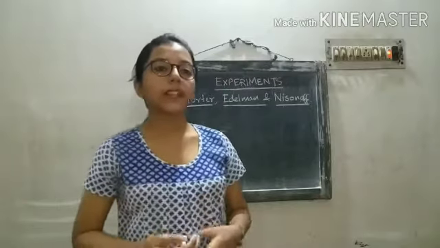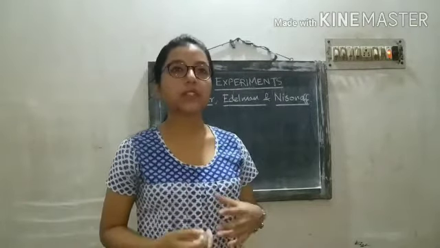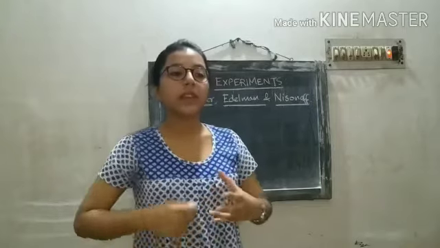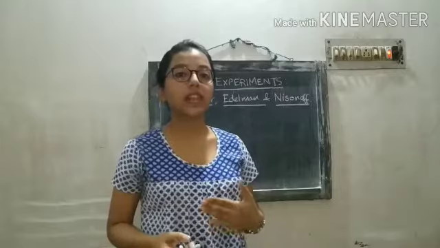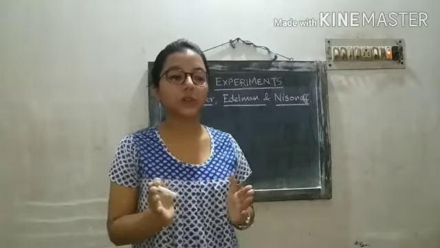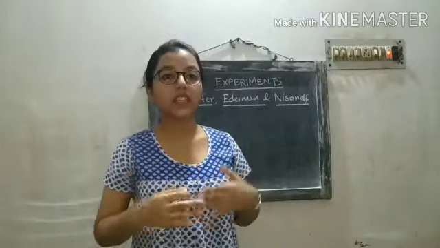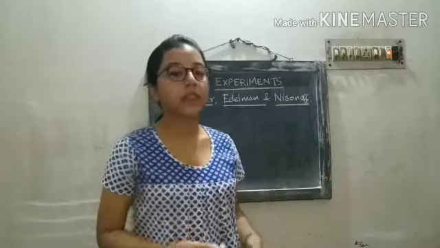Now coming to the point how the structure of the antibody was determined. There were experiments performed by some scientists which led to the conclusion that the antibody has a typical Y-shaped structure and they have the heavy chain and the light chain. So let's look into the experiments.